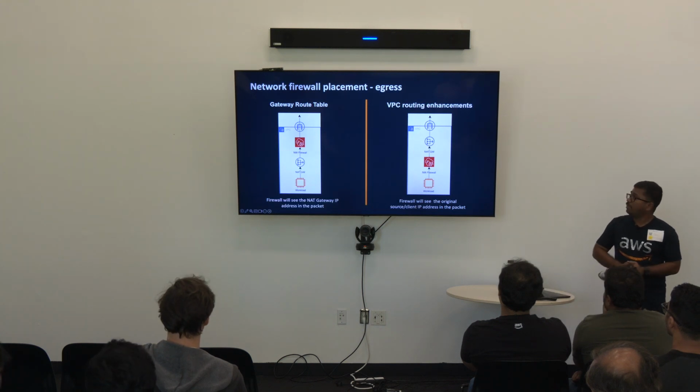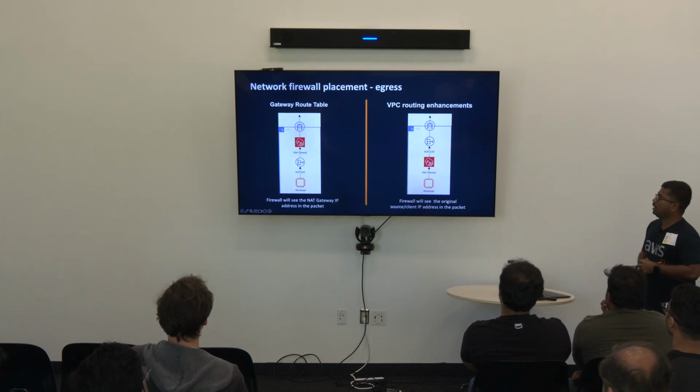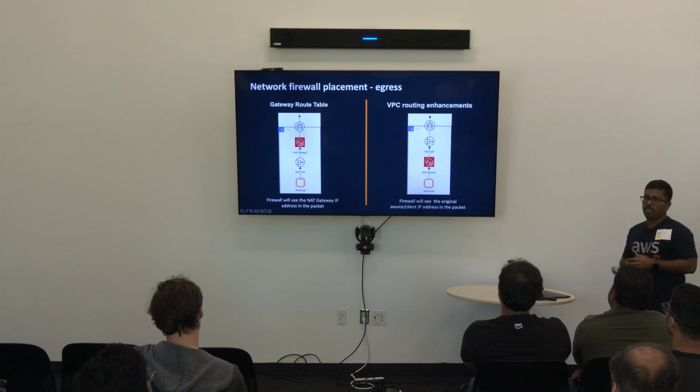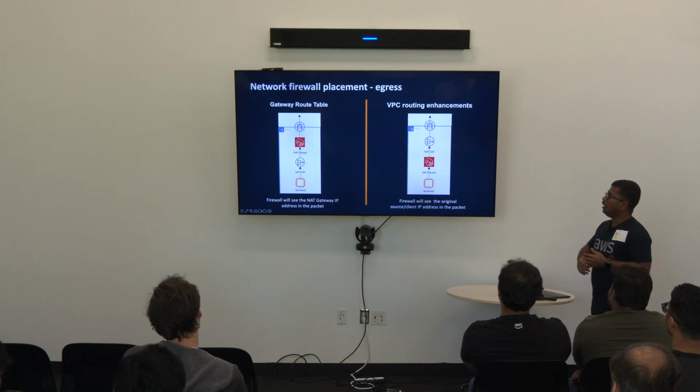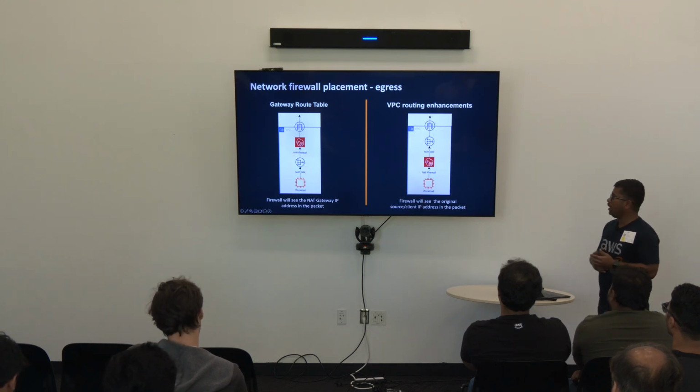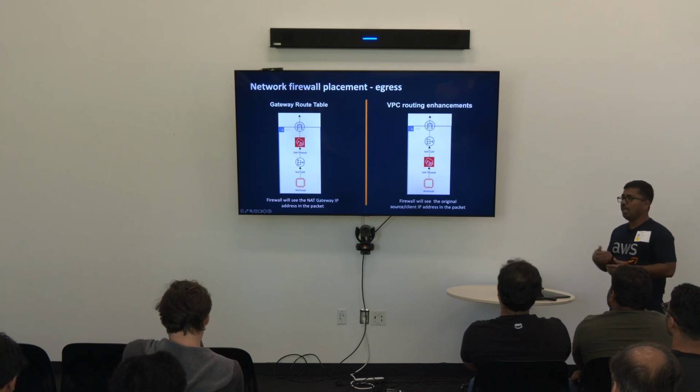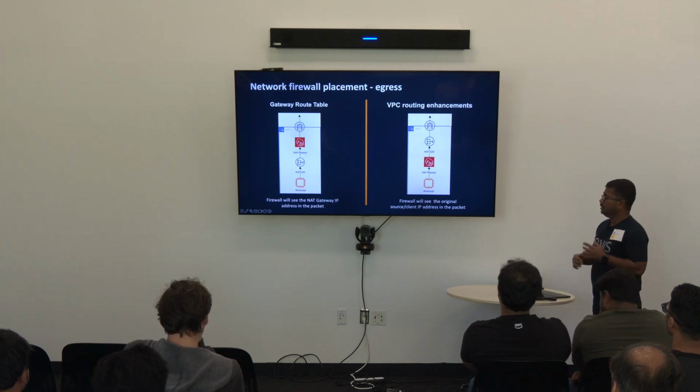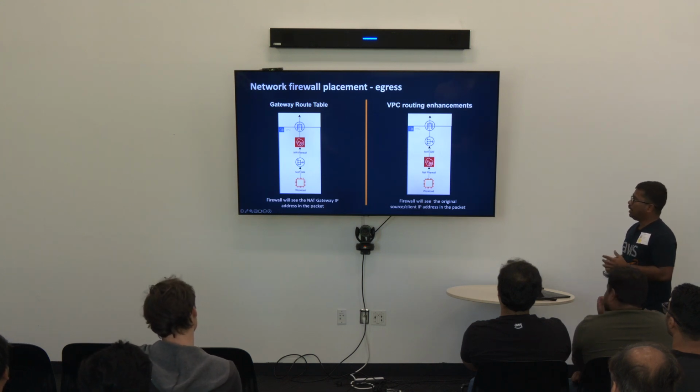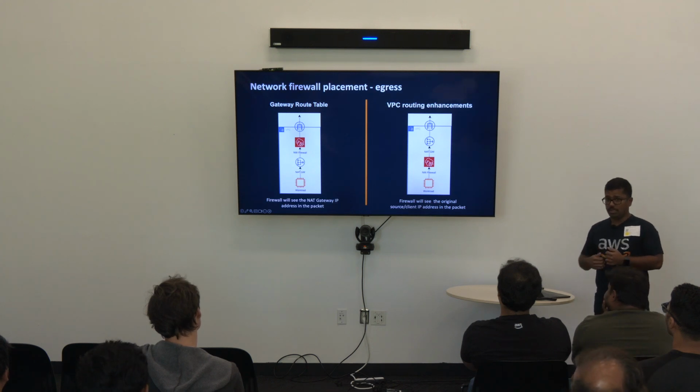Okay, how can we place it? The placement is different. You can place the network firewall in different places, either between your internet gateway and NAT gateway, or between your NAT gateway and the backend workloads. So there is a difference. This is applicable for both egress as well as ingress traffic.